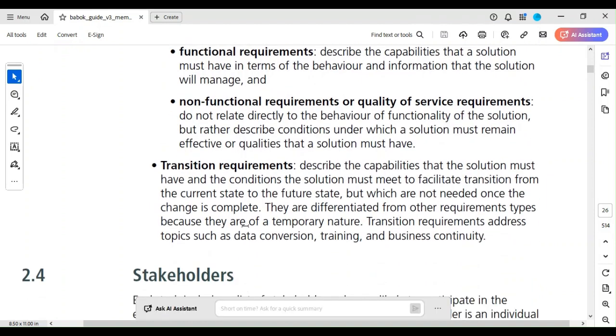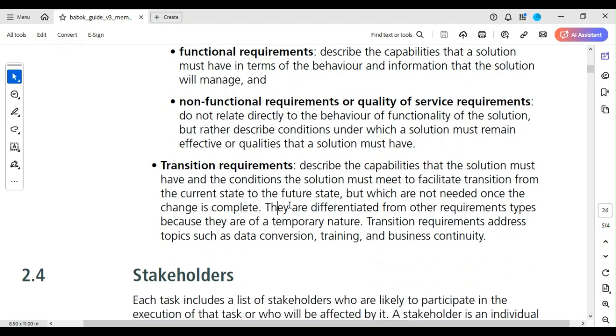Okay, so transitional requirements describe the capabilities that the solution must have and the conditions the solution must meet to facilitate transition from the current state to the future state, but which are not needed once this change is complete. This is talking about operations mostly. They are differentiated from other requirement types because they are of a temporary nature. Transition requirements address topics such as data conversion, training, and business continuity. So whenever you see business continuity, just think operation.